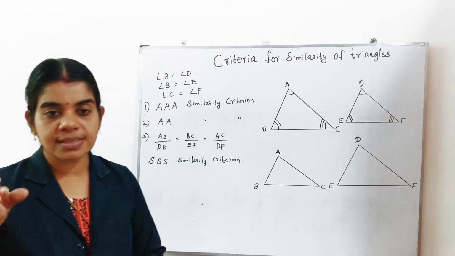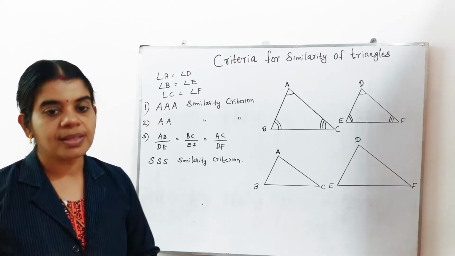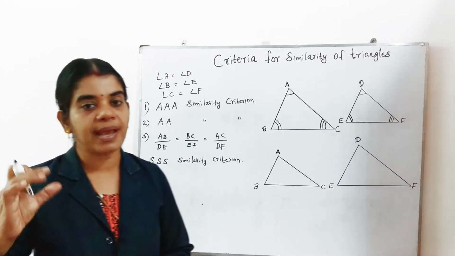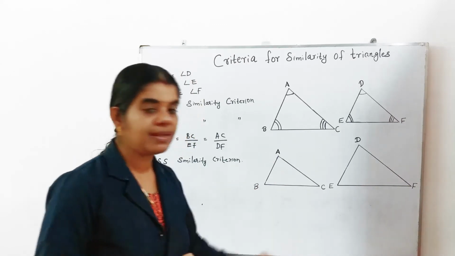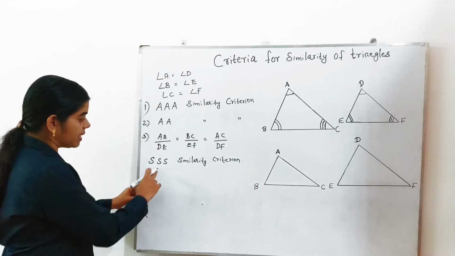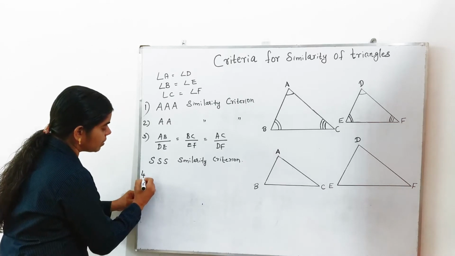When you get the sides ratio equal, then automatically the corresponding angles also become equal, then those two triangles will be similar. This is known as the SSS criterion rule.